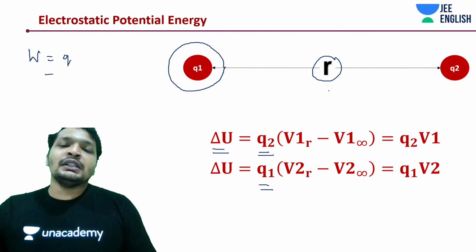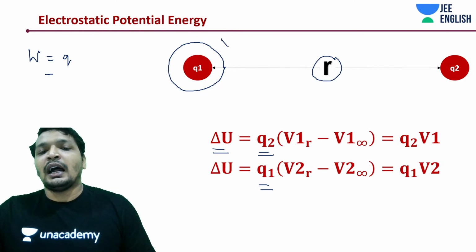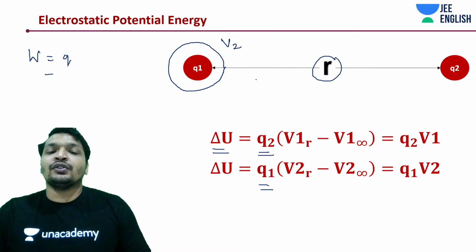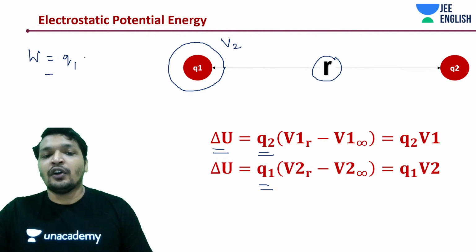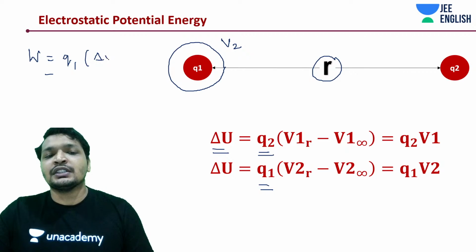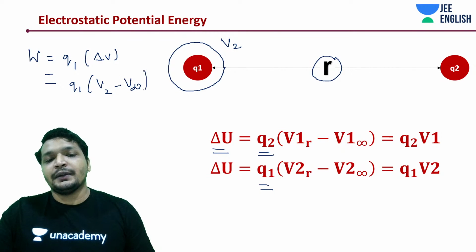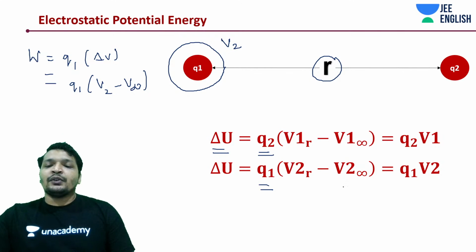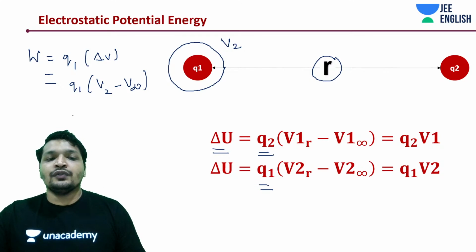So what would be the change in potential in this case? Let's say the potential at this point due to charge q2 is v2. Then we would say the work done in this case is going to be q1 into v2, or q1 into delta v, which is nothing but q1 into v2 minus v infinite. So it's the same thing we have written over here. So finally we'll write it down as q1 into v2.